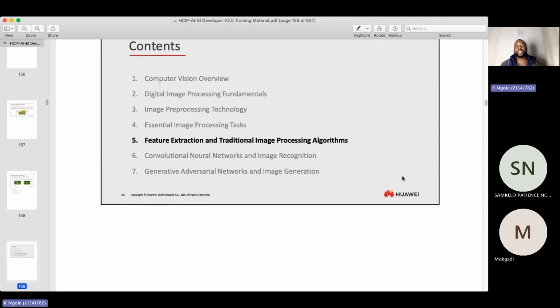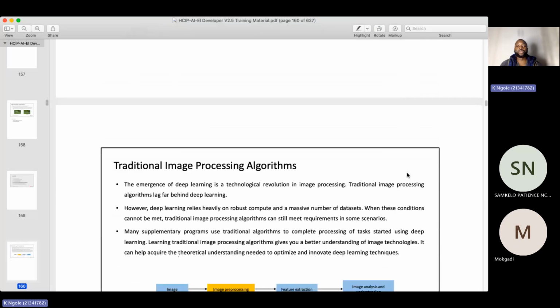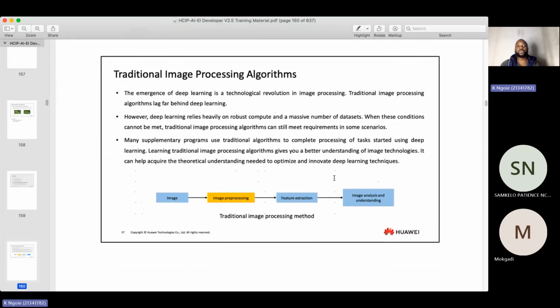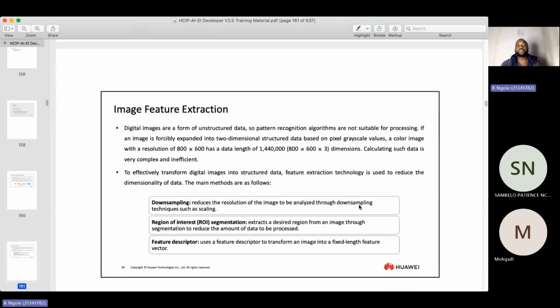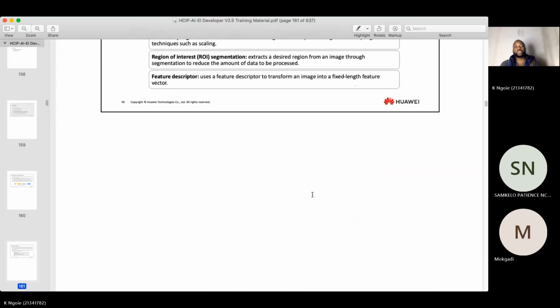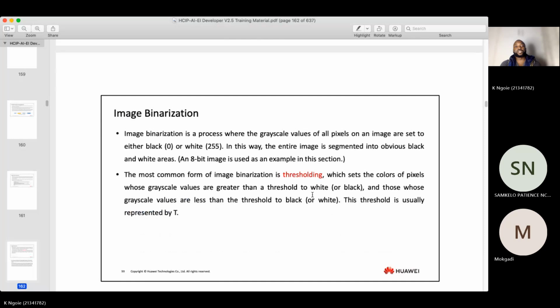Okay, so this will be very important: feature extraction and traditional image processing algorithms. So traditionally, what we do is we have an image, then image processing, feature extraction, and then image analysis and understanding. In the image feature extraction, the machine is going to look at the image sizes, each pixel, what do we have on that area, right?